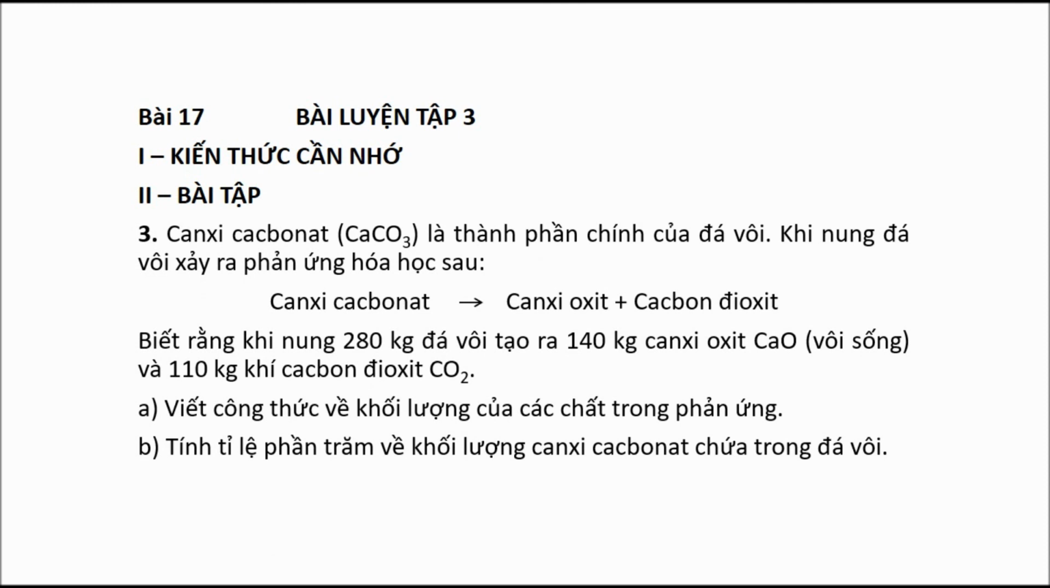3. Calcium carbonate CaCO3 is the main component of limestone. When limestone is heated, the following chemical reaction occurs. Calcium carbonate arrow calcium oxide plus carbon dioxide. Given that heating 280 kilograms of limestone gives 140 kilograms of calcium oxide CaO, quicklime, and 110 kilograms of carbon dioxide CO2. A. Write the mass formula of substances in the reaction. B. Calculate the weight percentage of calcium carbonate in the limestone.